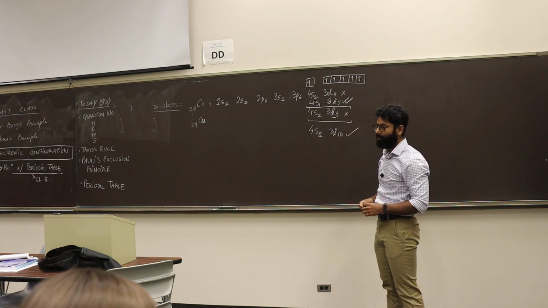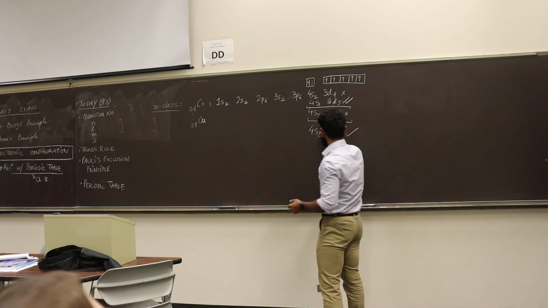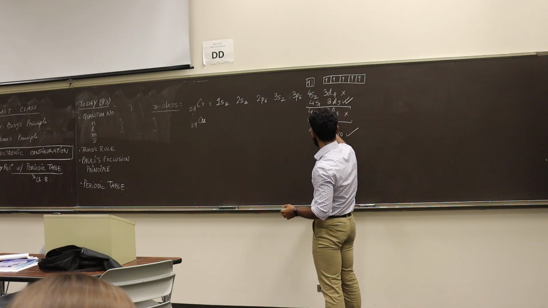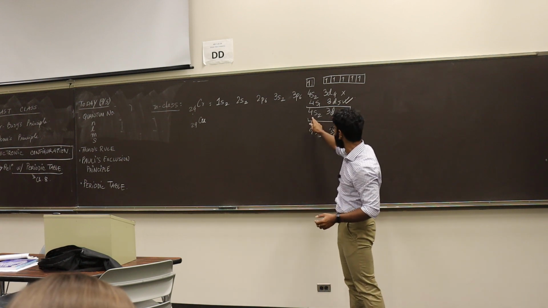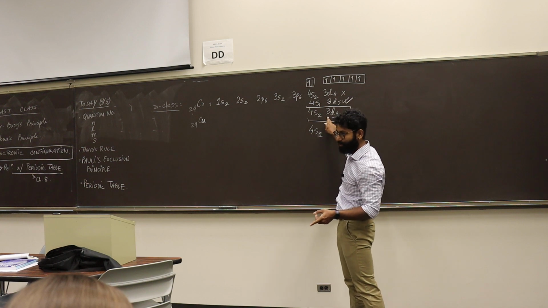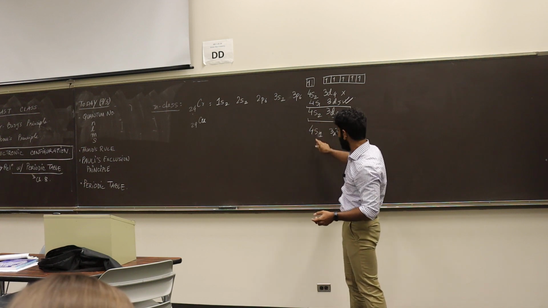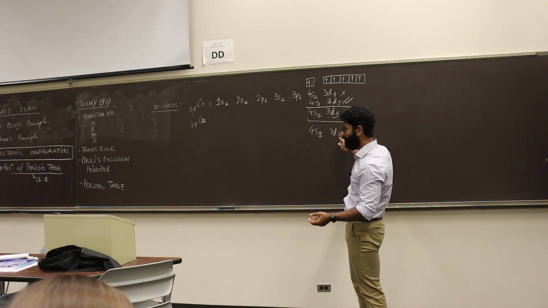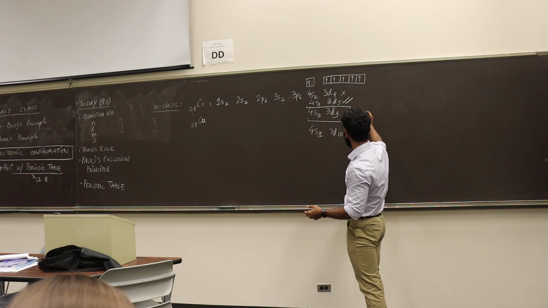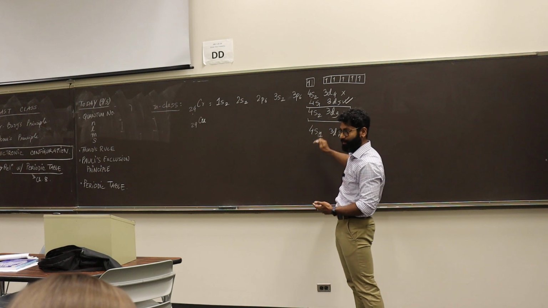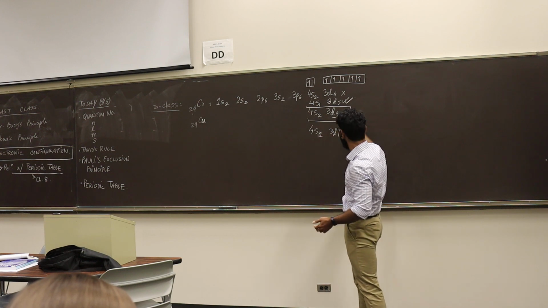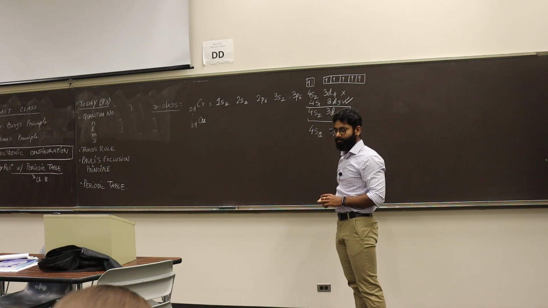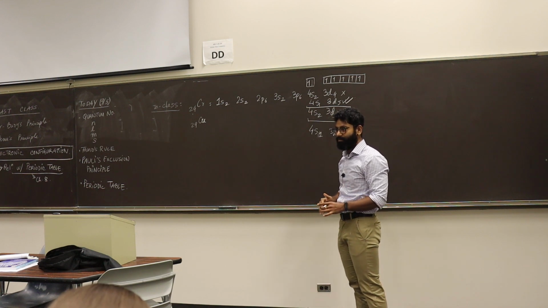So basically, the stability of this was more important. This was partially filled, this was full. Nature chose a half-filled and a full-filled. So there's no partially filled orbital now in this one, but there is a partially filled orbital here. Does the logic fit? Yes.